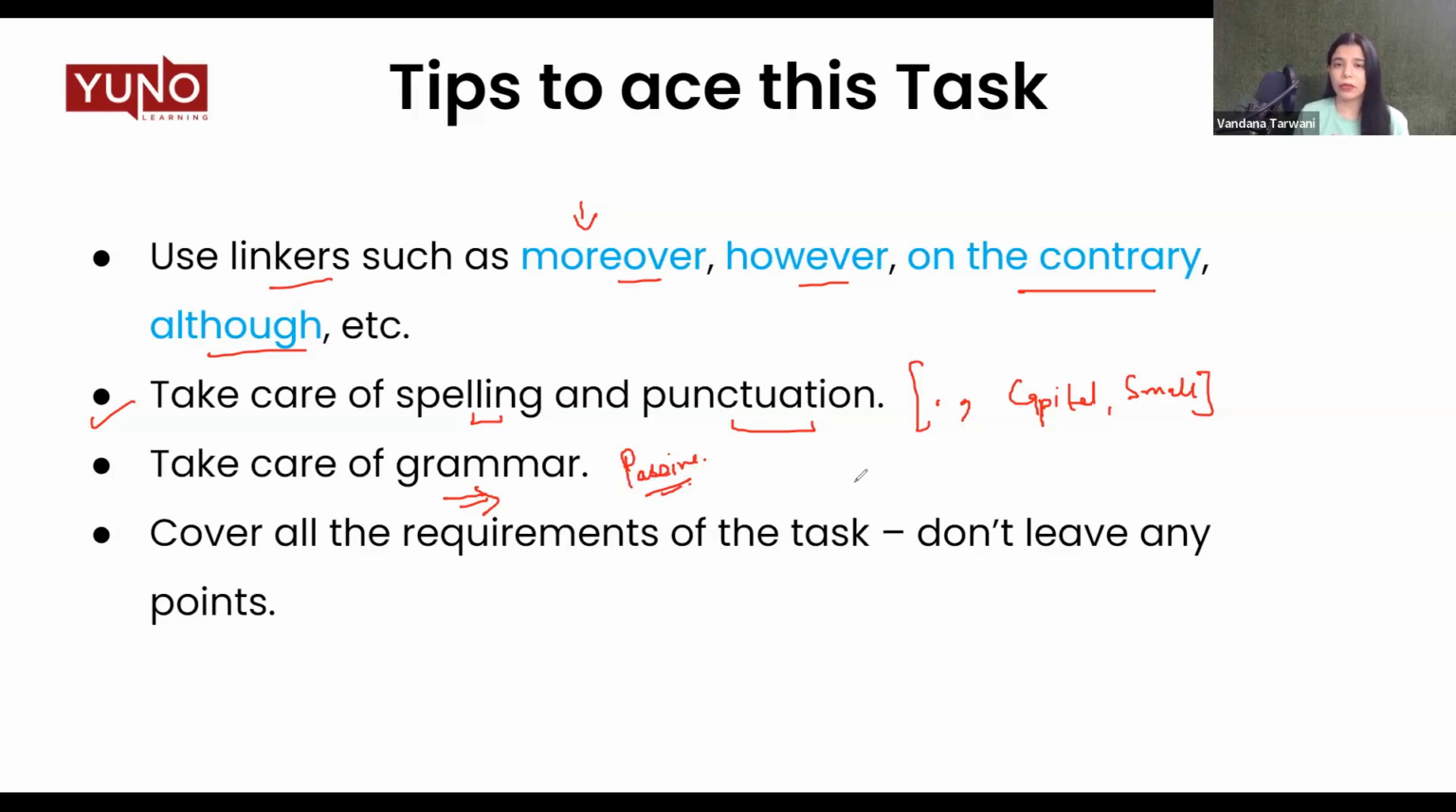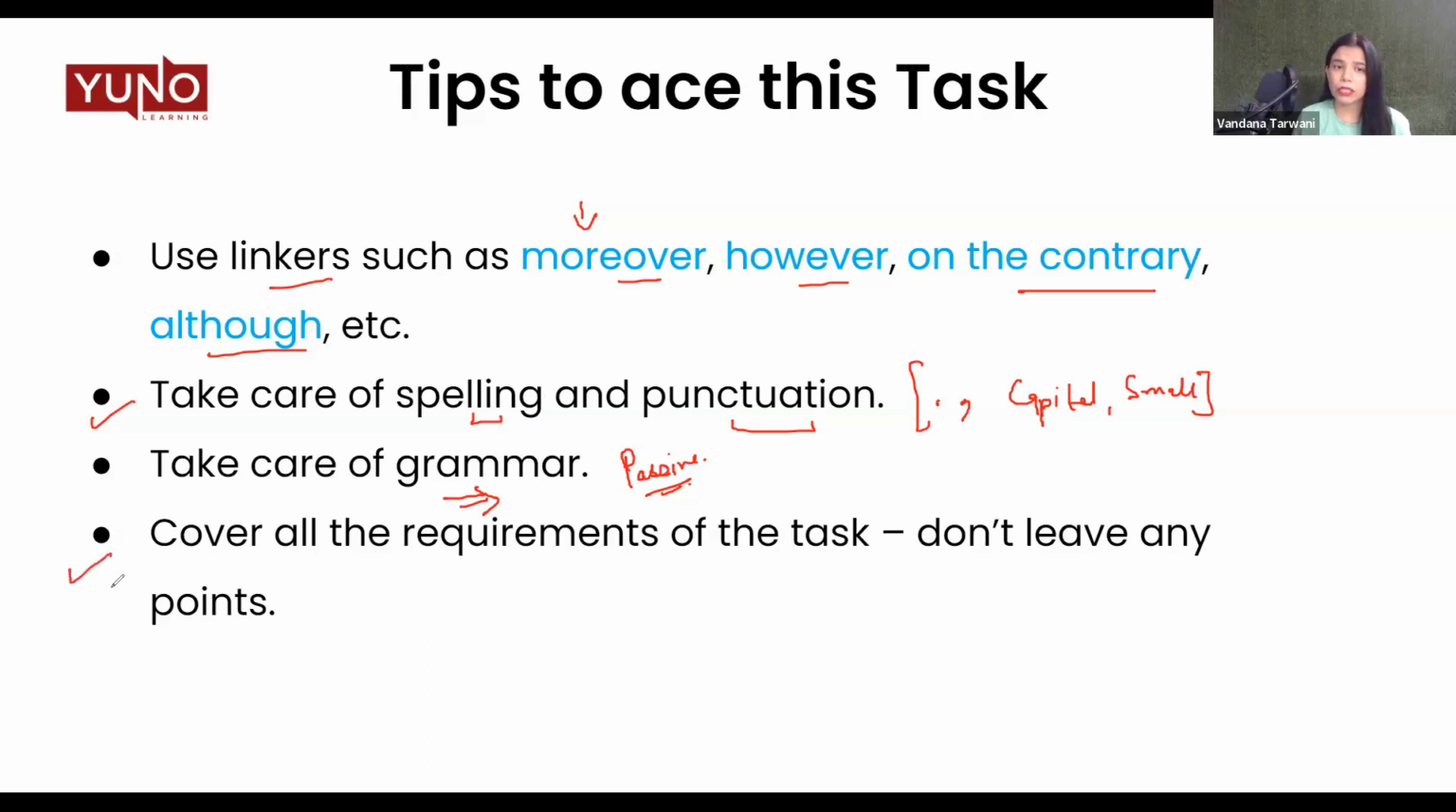Sometimes you will have to use simple present tense, sometimes you'll have to use past, sometimes you'll have to use future, and at times you have to use all the tenses together, all three tenses as in present, past, future. So be careful of the grammar, read the question carefully, only then you will understand exactly which tense should be used while writing a report on that prompt.